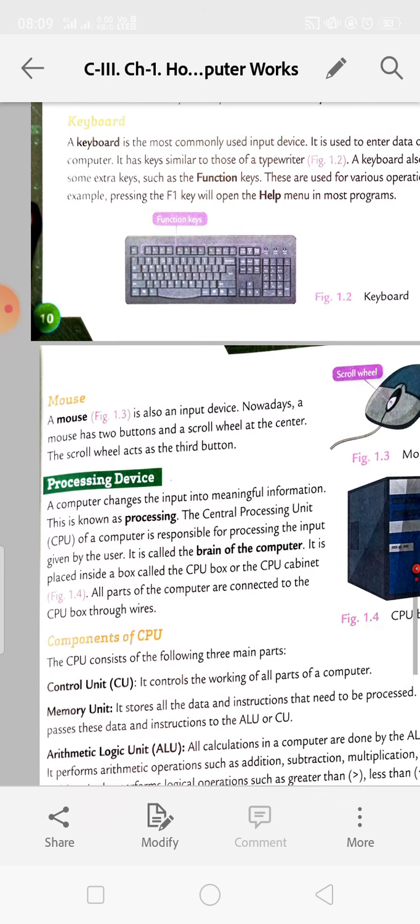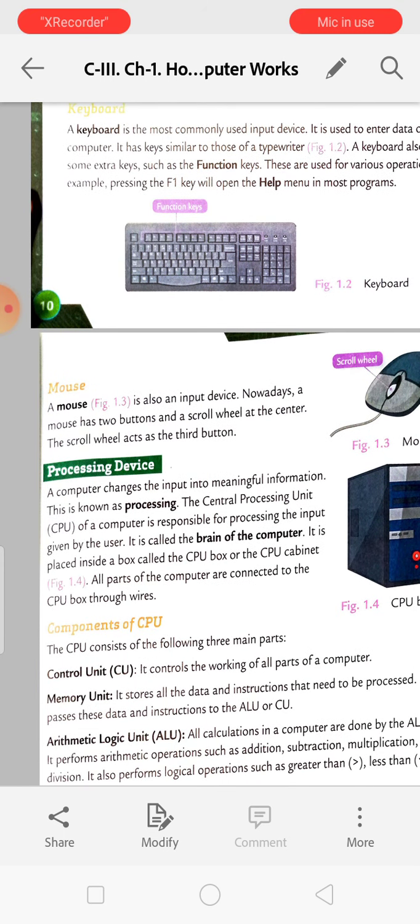Next is the mouse. A mouse is also an input device. Nowadays, a mouse has two buttons and a scroll wheel at the center. The scroll wheel acts as the third button.